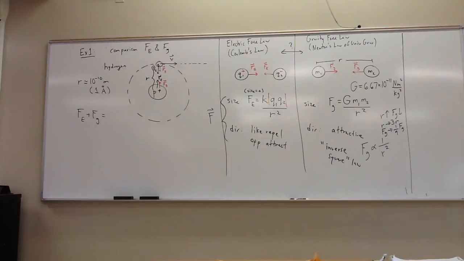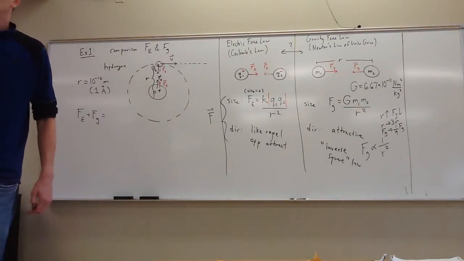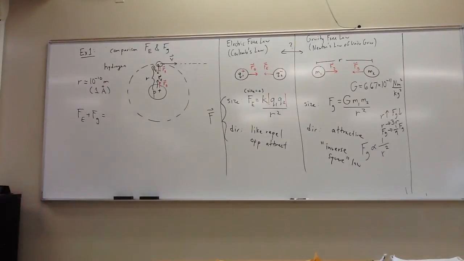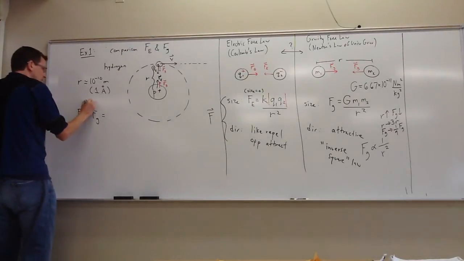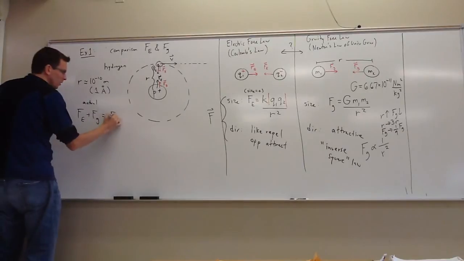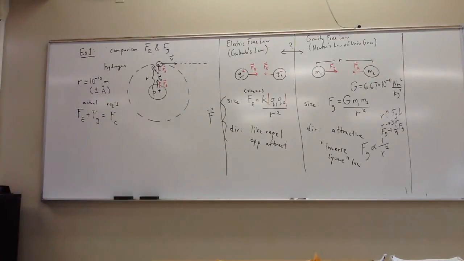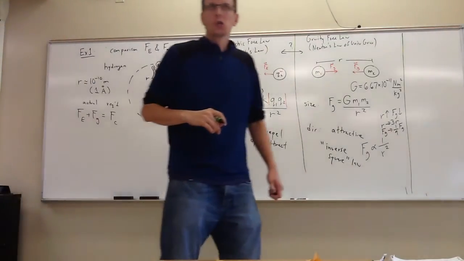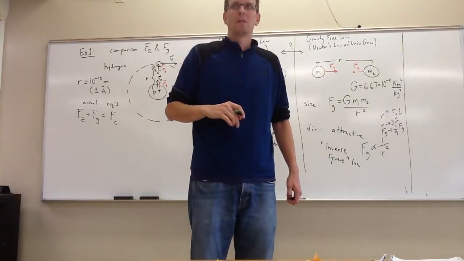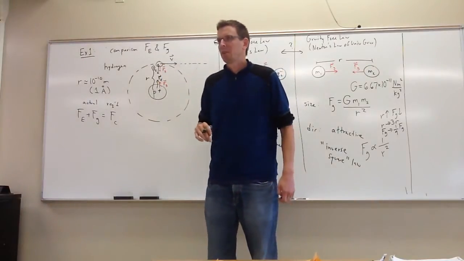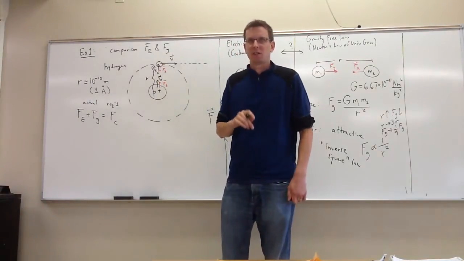In fact, we have a name for the amount of force that's required to hold something in a circle. Centripetal force, right? So the actual forces provide the required force. Does anyone happen to remember what the formula is for centripetal force? mv squared over r, okay?